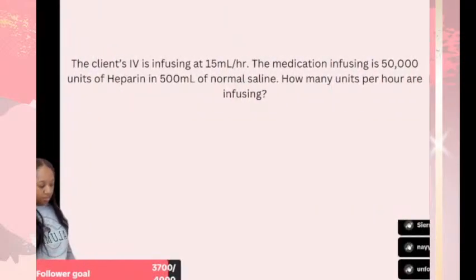Okay, some IV stuff. Yay! So the client's IV is infusing at 15 milliliters per hour. The medication infusing is 50,000 units of heparin in 500 milliliters of normal saline. How many units per hour are infusing?